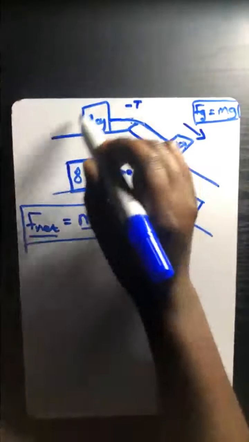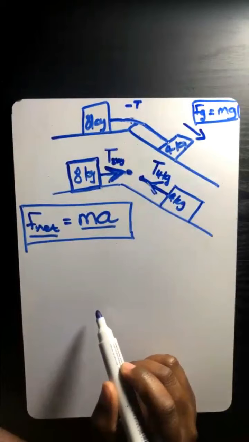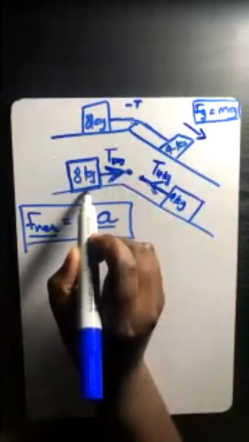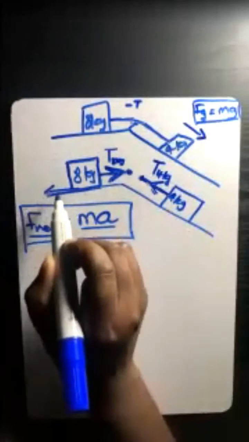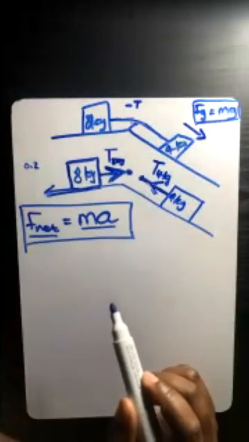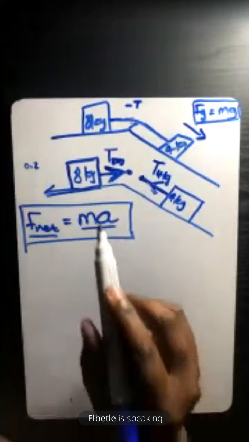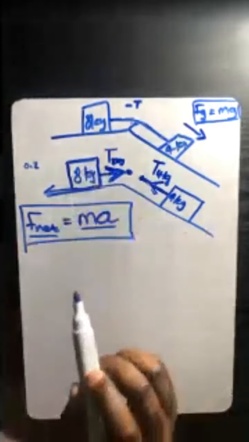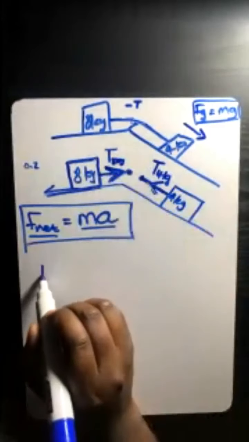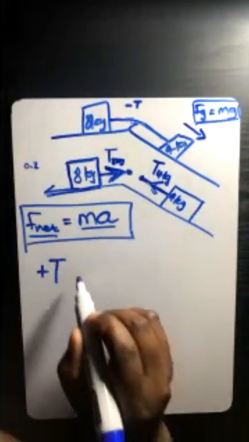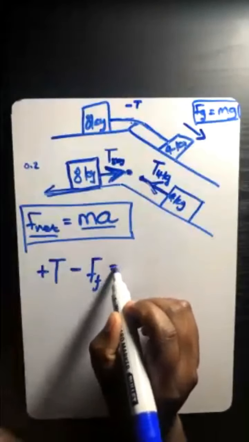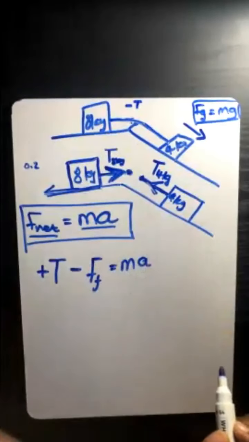So let's formulate for the 8 kg. How many forces are acting there? I think one is the tension, and again there is a force of friction as a result of that 0.2. Do you still remember? Yes, sir. So that means we only have two forces acting there. And the first one, let's assume the right to be positive. So it's going to be positive tension, and again, minus force of friction, then this is equal to MA.